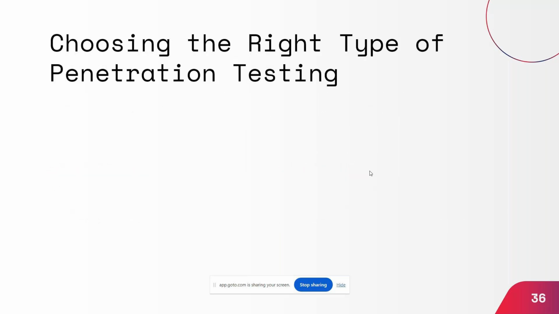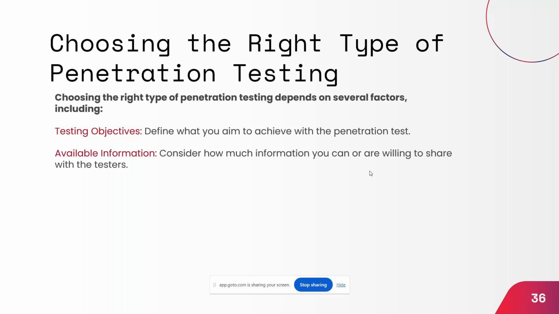So which one to use? How to choose the right type of testing depends completely on the testing objective, right? What you aim to achieve with the penetration testing, and then the available information. Consider how much information you can or are willing to share with the tester. Sometimes they will not be ready to share the source code.